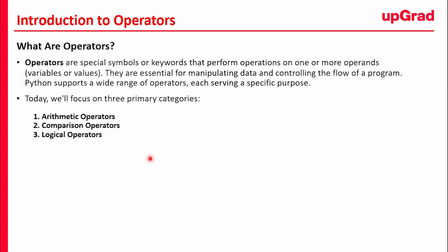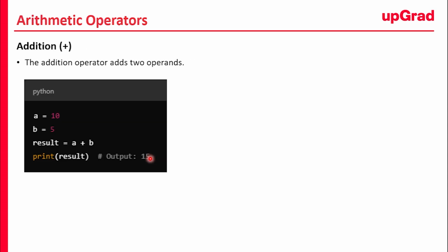Okay, so let's look at the arithmetic operators. The first one that we have is addition, right? I'll just briefly give you a gist of what arithmetic operators are. Arithmetic operators are basically used to perform mathematical operations between numerical values, right? When we talk about maths, we talk about numbers. Python provides a comprehensive set of arithmetic operators that allow you to carry out calculations with ease.